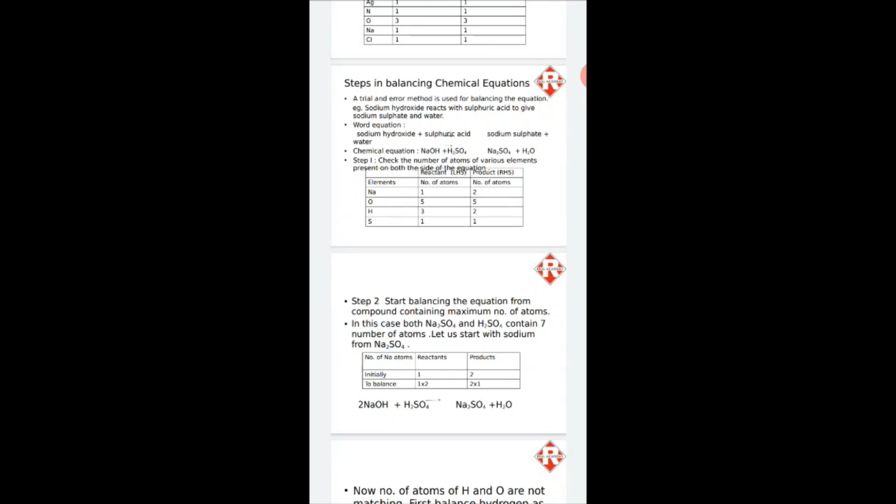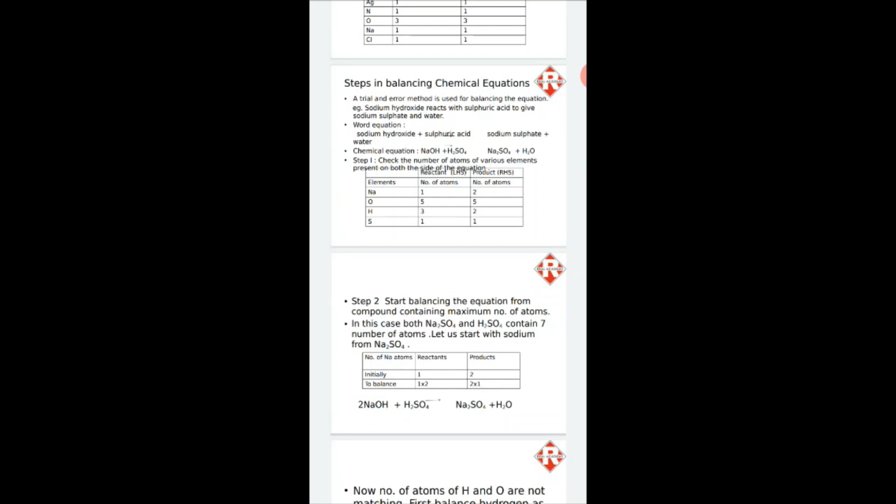Now step 1, step by step we do the balancing. Check the number of atoms of various elements. In the first step, what are we going to do? To check the number of atoms of various elements. So we are going to make a table containing 3 columns: elements, reactant LHS, product RHS, number of atoms on both sides. One by one we write the symbols of the elements: sodium Na, oxygen O, hydrogen H and sulfur S.